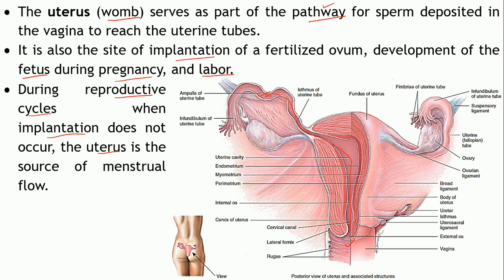But when the fertilization does not take place, this internal layer, that is the endometrium, or part of the internal layer, will slough off. That is, it is lost. So it is not a permanent layer. We will come to which layer exactly is the temporary one. So it sloughs off and becomes the source for menstrual flow.